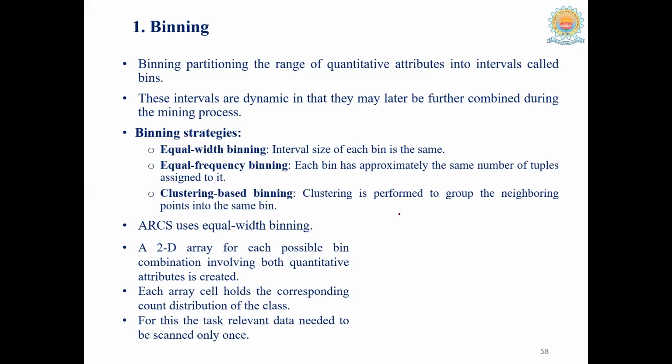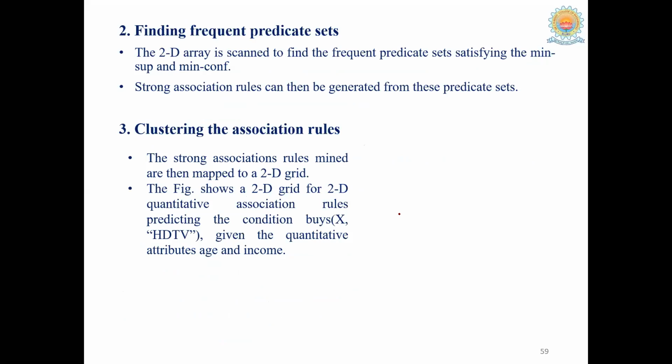Coming to ARCS, it uses equal width binning. A 2D array is created for each possible bin combination, such that each cell holds the class counts. Coming to the second step, finding the frequent predicate sets. To find the frequent predicate sets, the 2D array is scanned based on the minimum support and minimum confidence threshold. After this, strong association rules are mined on top of these frequent predicate sets.